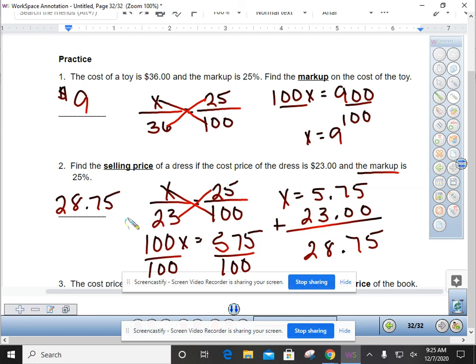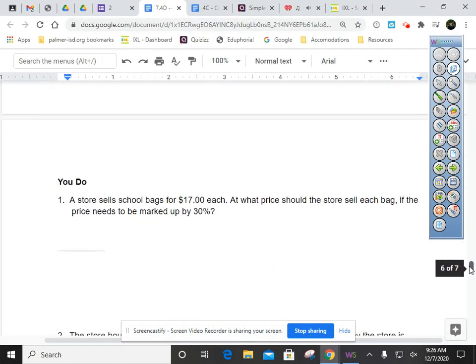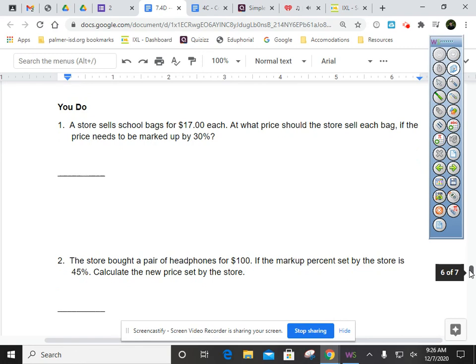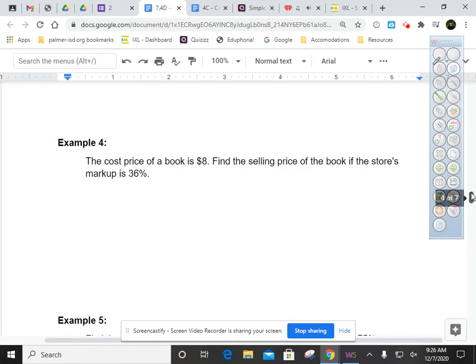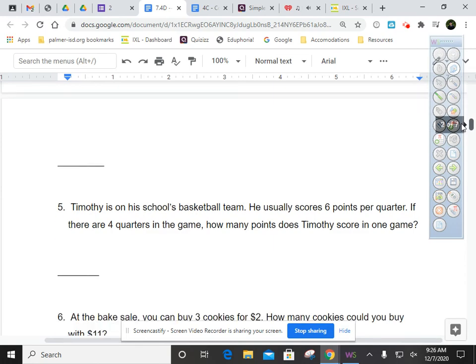Okay, your assignment is going to be the you do. There are 8 questions on that, and then the 4 questions on that other page that you circled. You have time right now to start. It is due tomorrow when you walk in the door. The first 8, the ones I told you to circle, and then the you do section. I don't know how to be more clear on that. There are 8 questions, and then the ones that I asked you to circle on the other page, 5, 6, 7, and 8. Starting with Timothy.